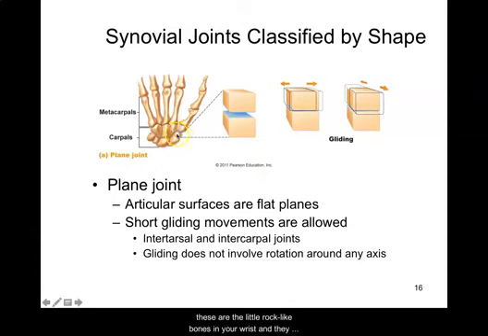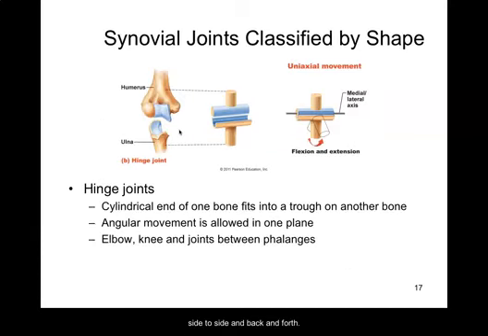These are the little rock-like bones in your wrist, and they allow for some slight motion. You can kind of move your wrists anterior, posterior, and lateral and medial. The main mover of your wrist joint is back here, but these carpals can slightly move adjacent to one another when you're bending and straightening your wrists or moving your wrists from side to side. These gliding motions do not involve any rotation or any twisting motion. It's just the short gliding motion of side to side and back and forth.